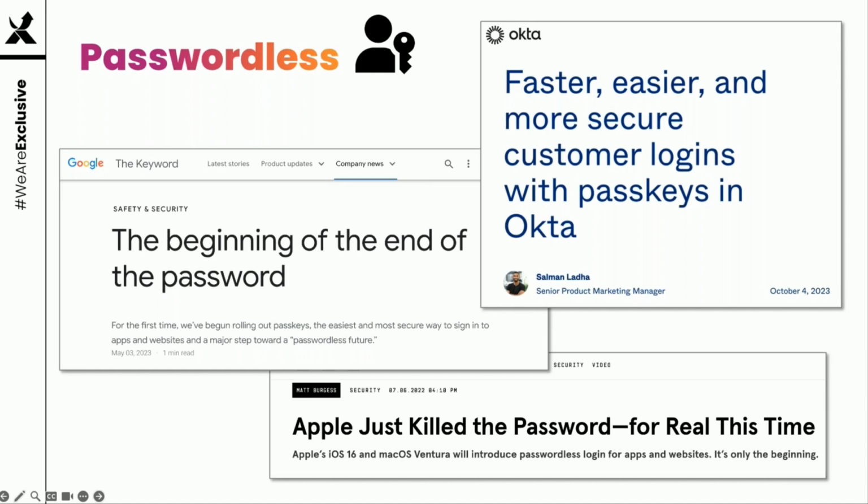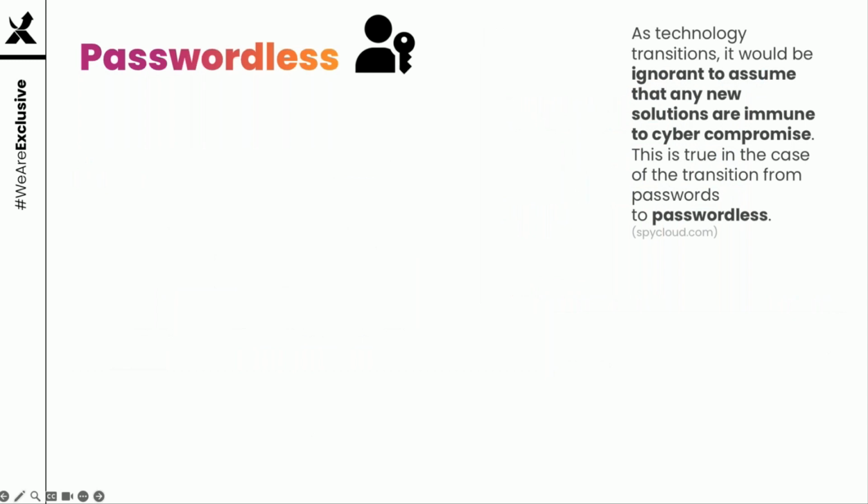All these companies in there are also part of the FIDO Alliance, and it's one of the ones really pushing this technology, also with FIDO keys, for example. Now, does this solve identity security in general? Well, no. It solves the password problem.